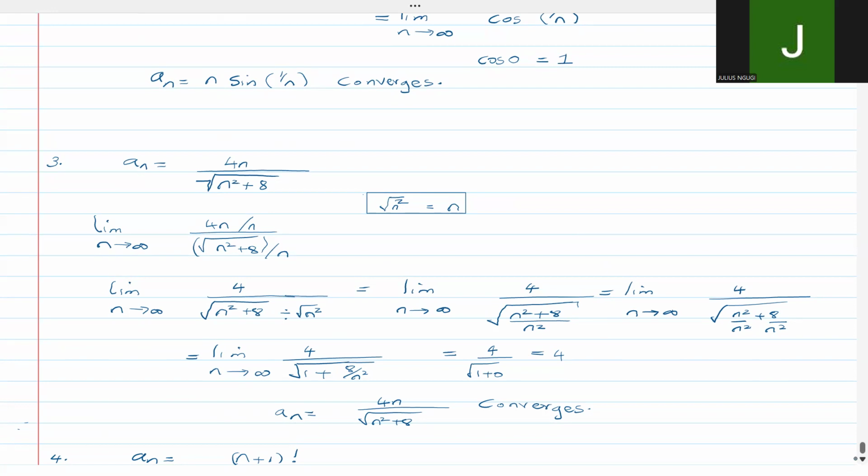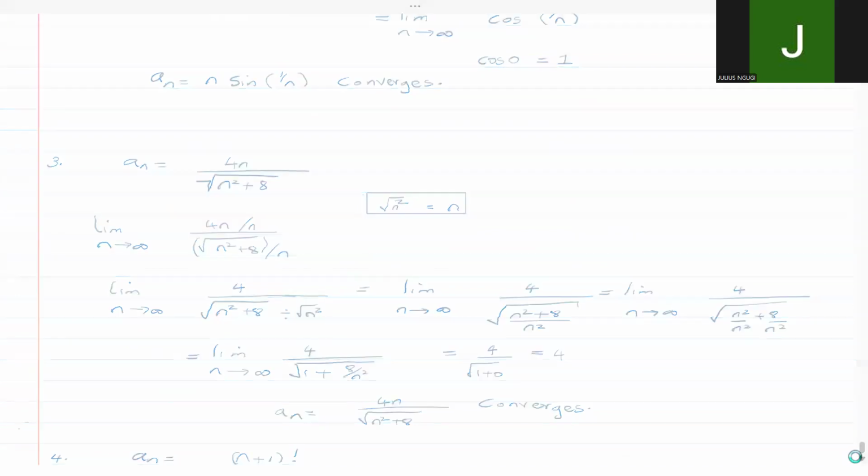Then, as n becomes bigger and bigger, 8 over n squared will get to 0. And that means that 4 over the square root of 1 plus 0 is equal to 4. And that will tell us that the sequence a_n, which equals 4n divided by the square root of n squared plus 8, converges.